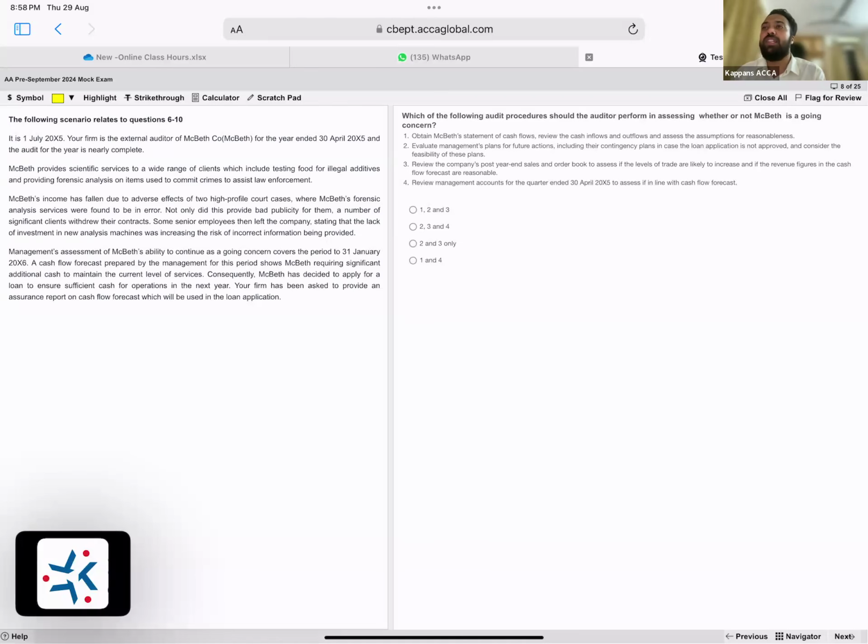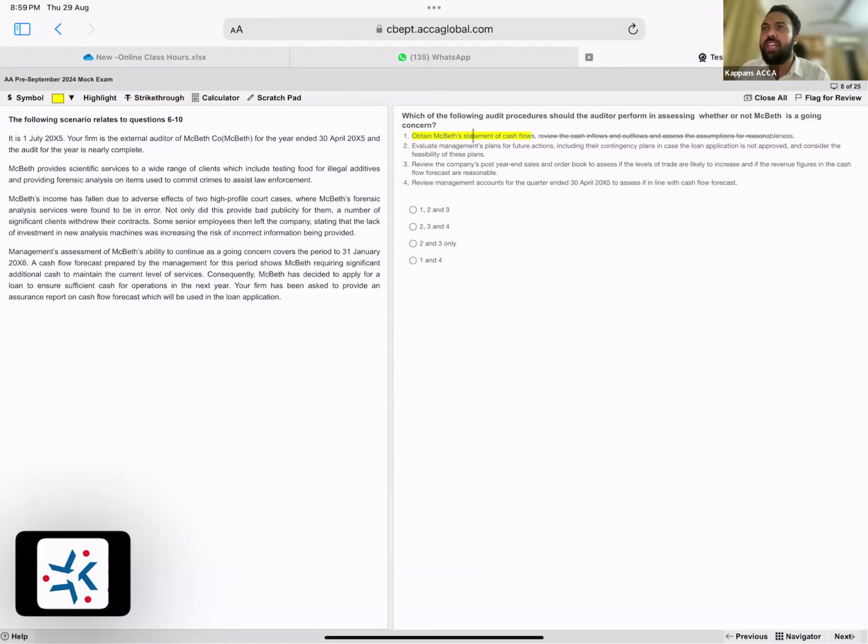Review the company's post-year-end sales and order book to assess if the level of trade is likely to increase, and if revenue figures in the cash flow forecast are reasonable. Fourth one, review management accounts for the quarter ended 30th April X5 to assess if it is in line with the cash flow forecast. Option 1 is wrong. Why is it wrong? Obtain Macbeth's statement of cash flows. That is wrong. Review the cash inflows and outflows and assess assumptions for reasonableness. Almost the same type of audit procedure you might have learned in the audit procedure chapter.